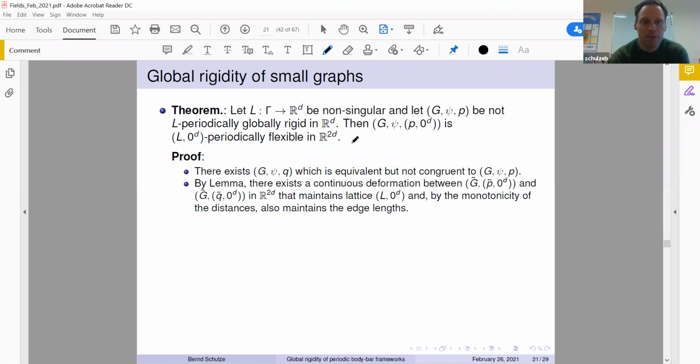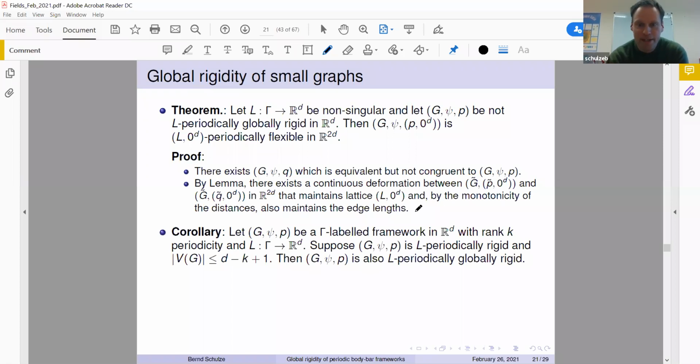So if you have a periodic framework that is not globally rigid, then of course you have two equivalent but not congruent realisations. So let's say Q and P. But then by the previous lemma, we know there exists a deformation that takes P to Q in R^(2D), and it maintains the lattice, right? And because P and Q are equivalent, and because this continuous deformation in R^(2D) has this monotonicity property for the distances, all the edge lengths, of course, must be maintained. Okay, so this, of course, gives you the result. This is very simple.